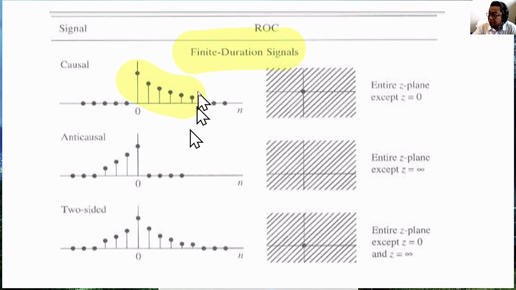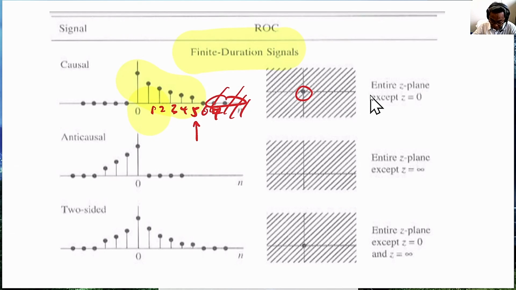In this example, we have some values from n equals 0, 1, 2, 3, 4, 5, and then for the values 6 and onwards, the sequence is 0 and remains 0. So this is a right-sided signal, or called a causal signal. And it's finite duration because after a fixed n in this particular example, the rest of the values are 0. The region of convergence then is actually the whole of the Z plane except the origin.